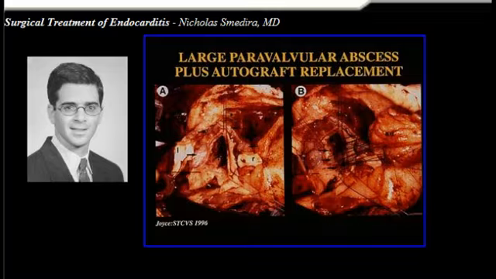This is the site of harvesting the autograft. This is the right ventricular outflow tract, right coronary button, left coronary button, and this is a huge abscess that went circumferentially around coronary to coronary.